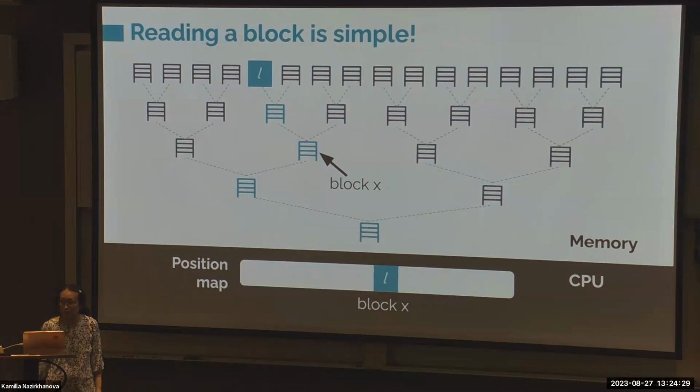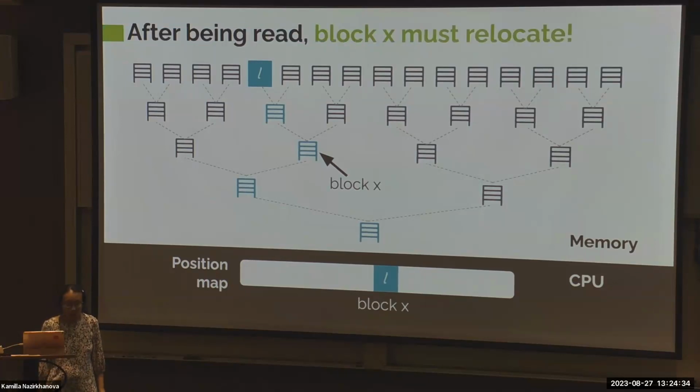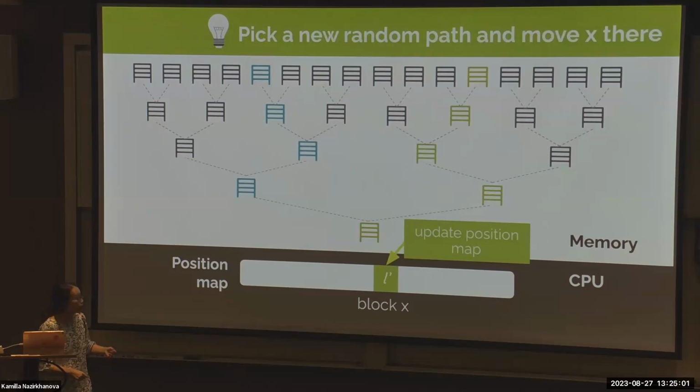So reading a block is very simple, as I said. You just go to the path X resides on. But the key point is that after you read the block, you have to relocate it, so you need to remove it from this path. By the way, imagine all the data is encrypted, so the only thing the adversary can observe is the access patterns. Okay, so now I want to assign it to a new path. And the question is, which path should I pick? The most natural idea is to just pick a random new path and assign it to this random new path.